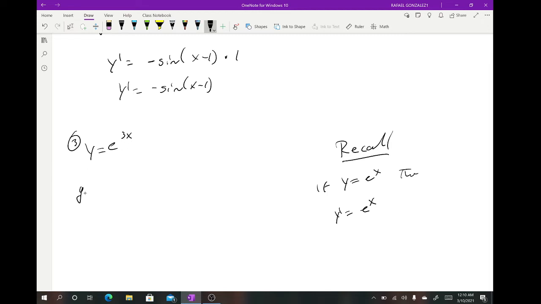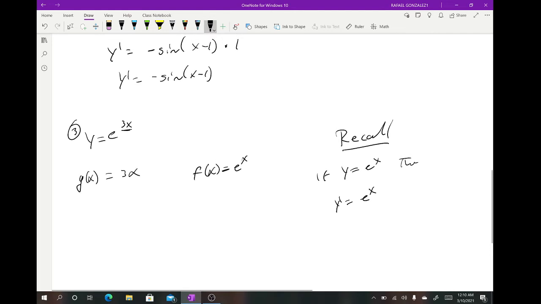Here our function g of x is the linear function 3x, and our function f of x is equal to e to the x. What is g prime of x? I mean, what is the derivative of 3x? It's just 3. What is the derivative of e to the x? It's just e to the x, because of this rule.